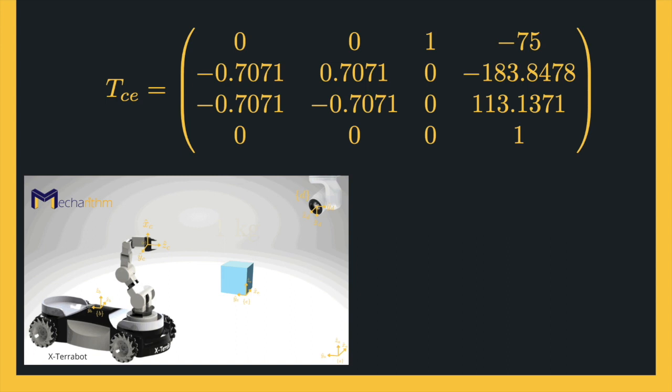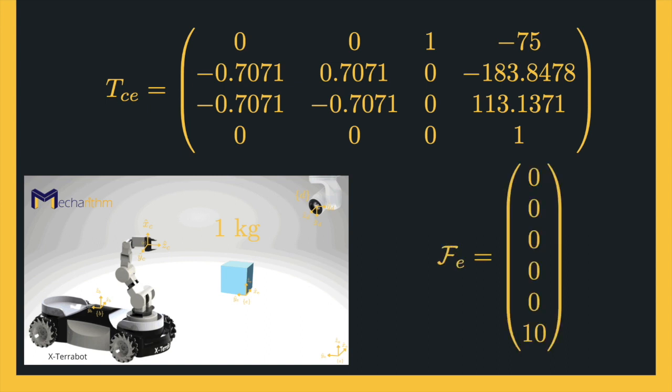Now suppose that the weight of the block that the robot should pick up is 1 kilogram. This means that the robot arm should provide approximately 10 Newton of force in the z direction of the block's coordinate frame E to compensate for the weight of the block. This force can be expressed as a wrench in the E frame. Now we want to express the same wrench in the end effector frame C.